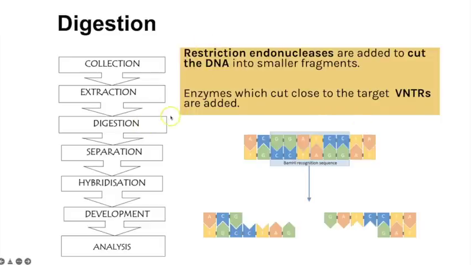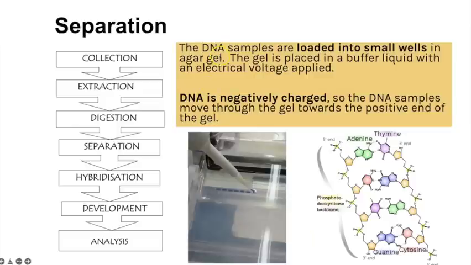Then we would have to digest this sample, and this is where we use restriction endonuclease enzymes. So they will cut at the recognition sites, and we're left with these sticky ends. The DNA samples are then loaded into these holes, which we call the wells, on a gel plate. And the gel is placed in a buffer liquid, and it has an electrical voltage applied to it.